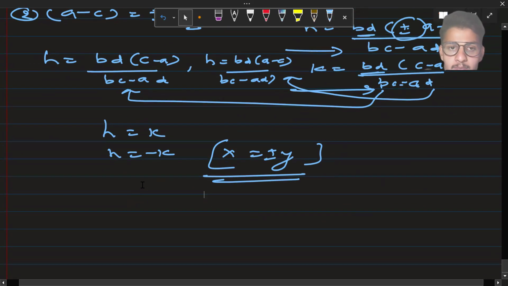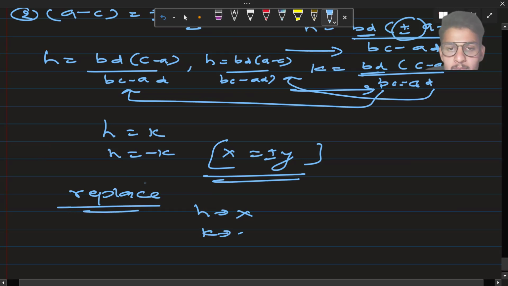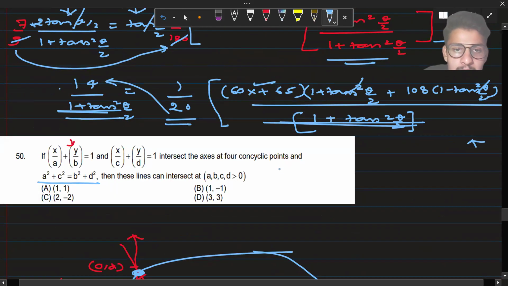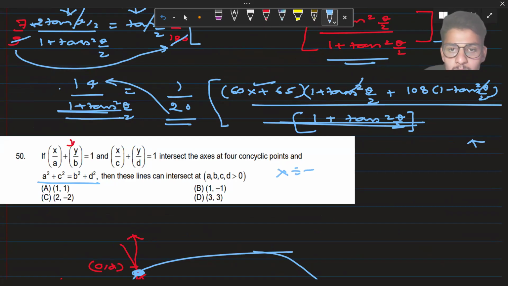Finally, when the locus question is completed, replace h with x and k with y. So this will be the relation x is equal to plus minus y. All those lines can intersect on x equal to plus minus y. So see which points are satisfying. 1 comma 1 can satisfy because x is equal to y. 3 comma 3 can satisfy because x is equal to y. Here also x is equal to minus y, and here also x is equal to minus y. So these four options are correct.